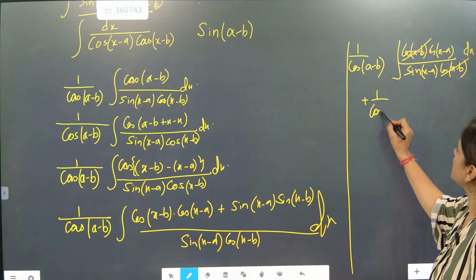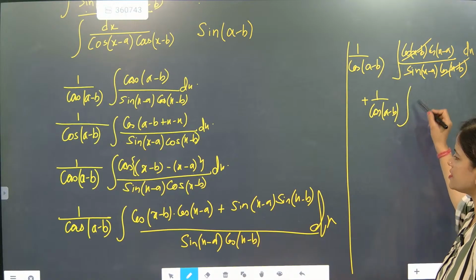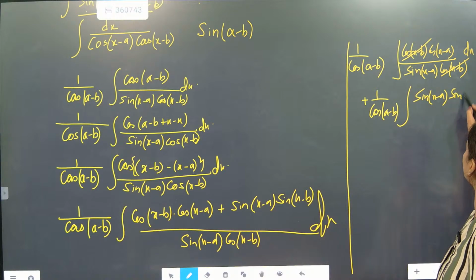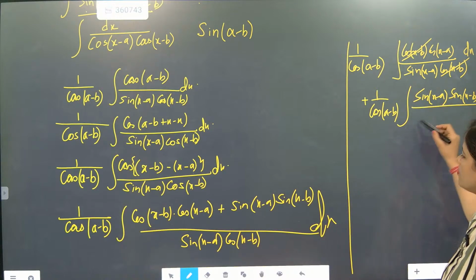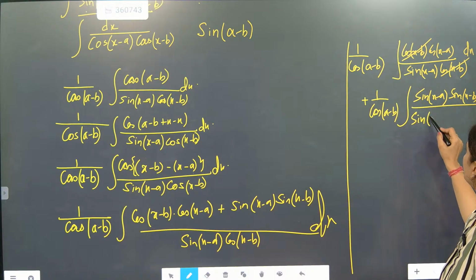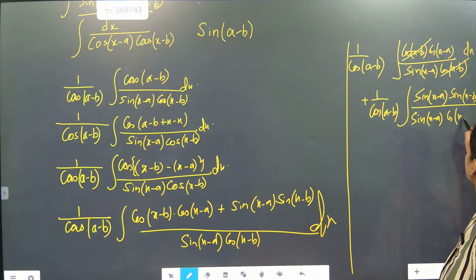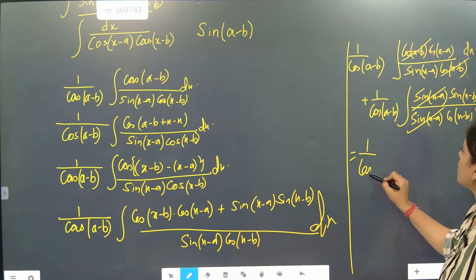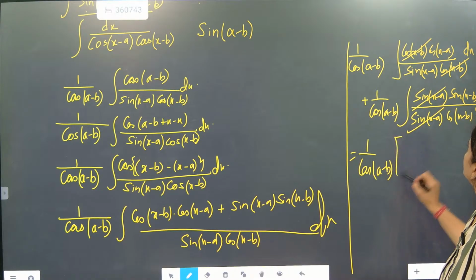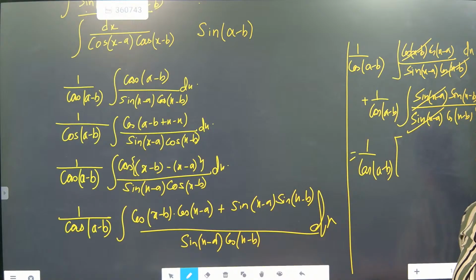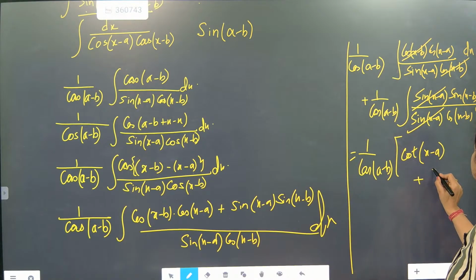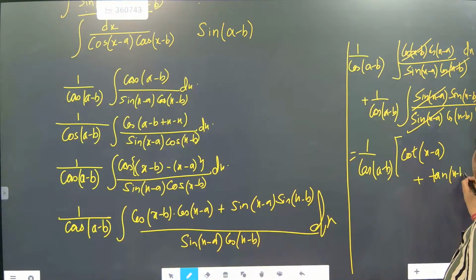Plus 1 by cos of (a minus b). This time it is coming as sine of (x minus a) sine of (x minus b) by the down part, which is sine of (x minus a) cos of (x minus b) dx. So this and this will get cancelled. So 1 by cos of (a minus b). This part is cos by sine, which will become cot. So cot (x minus a) plus tan (x minus b) dx. Only you have to now integrate.